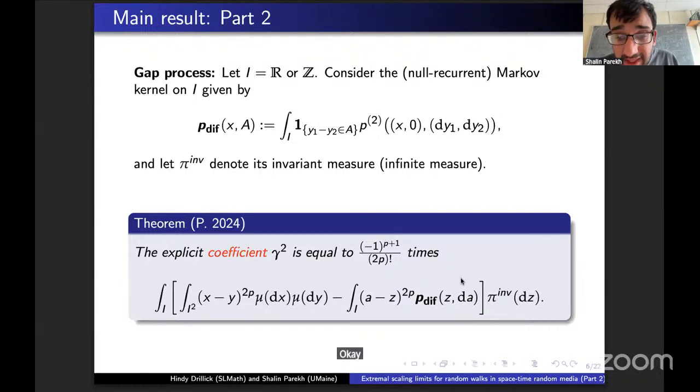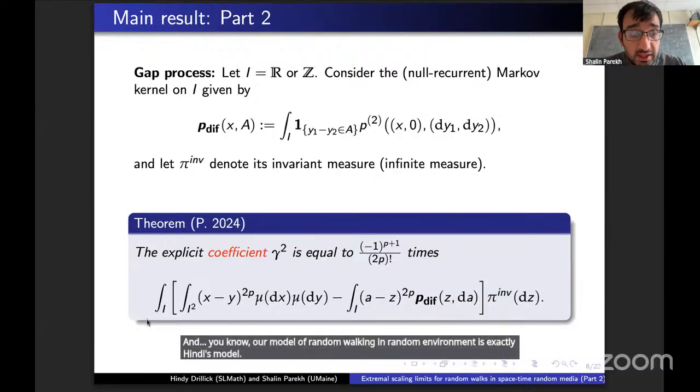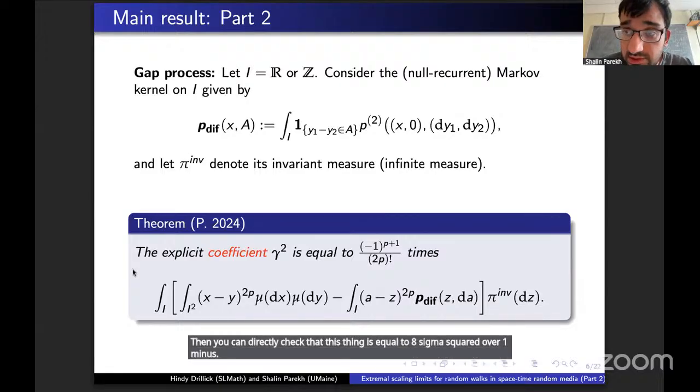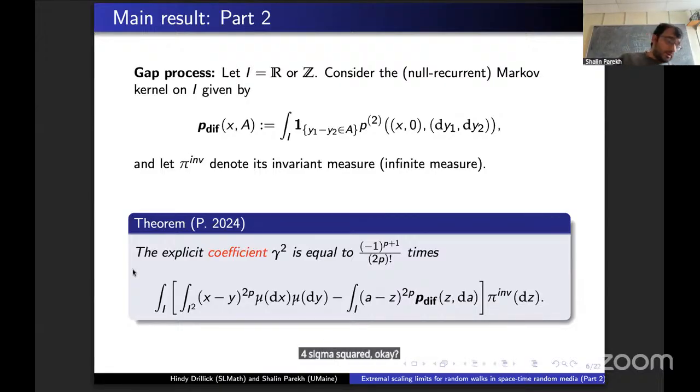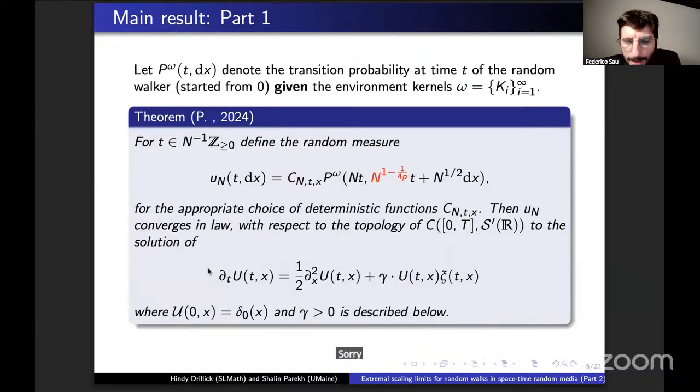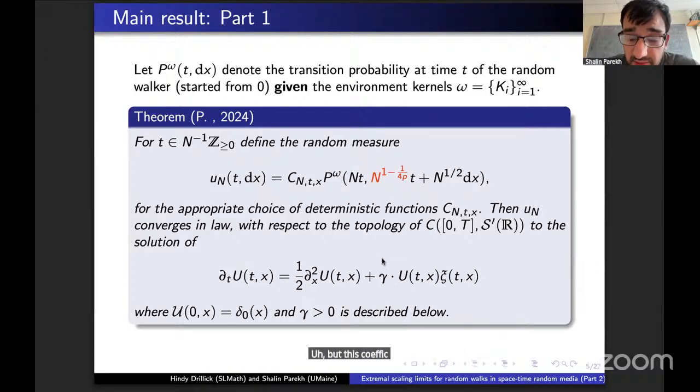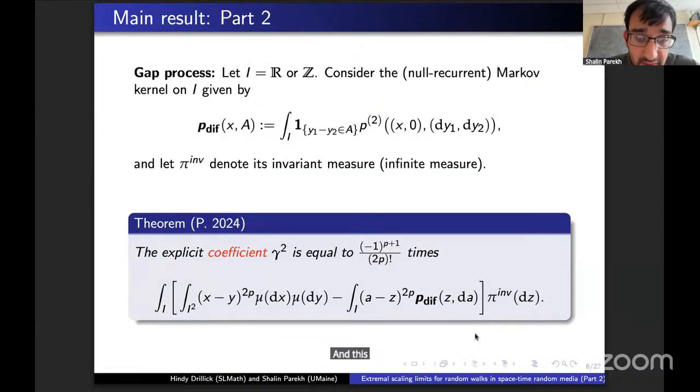Then you can check that if p equals 1 and our model of random walk in random environment is exactly Hindy's model, then you can directly check that this is equal to 8 sigma squared over 1 minus 4 sigma squared. So this was our main result. Essentially, it says that you have a universality statement for the stochastic PDE, but this coefficient gamma will depend on the model, and this is exactly how it depends on the model.